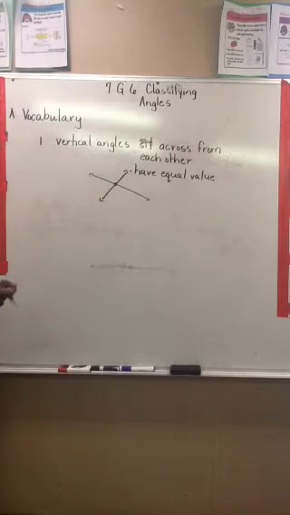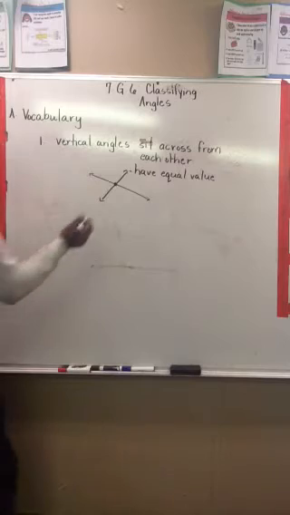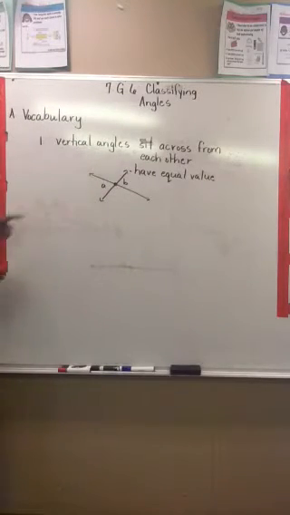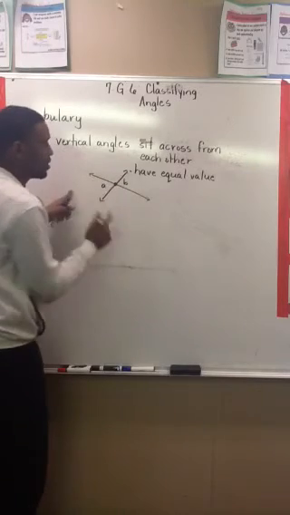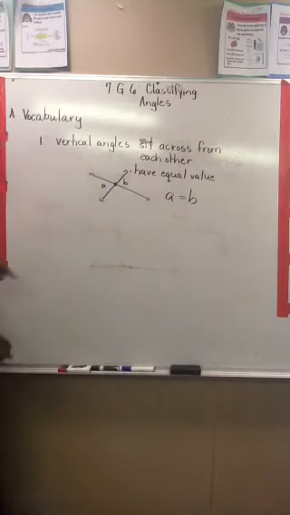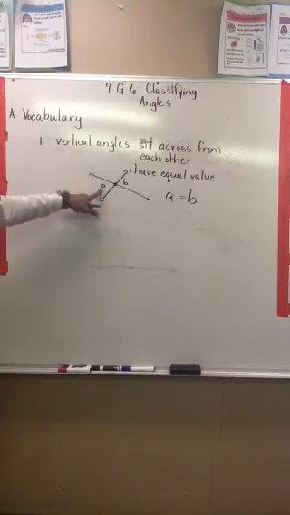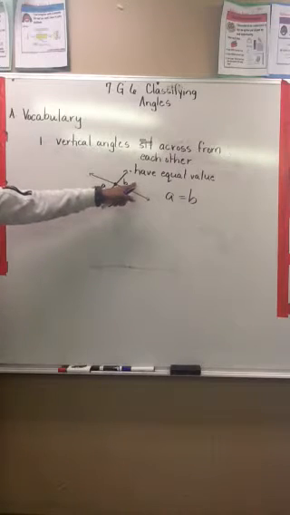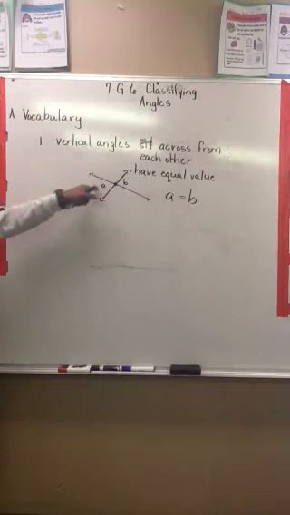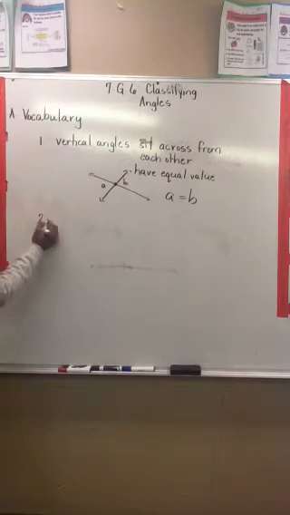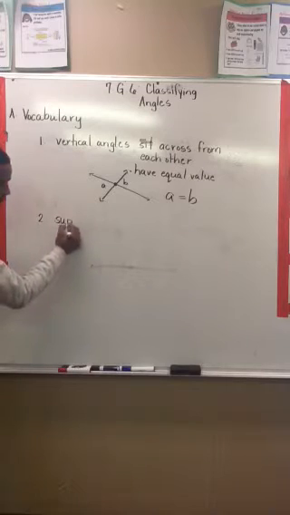there's a vertex, that's the common point. If I put an A and a B here, A and B sit across from each other. So A equals B. Just simply means that this A was replaced with a number. Whatever sits across from A or B is equivalent to A or B, because vertical angles have equal value. Next term. Supplementary angles.